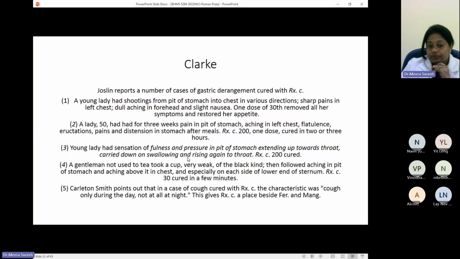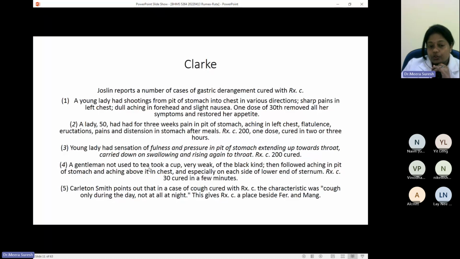A young lady had a sensation of fullness and pressure in the pit of the stomach extending up towards the throat. So that is like the lump sensation we mentioned, the lump sensation in the throat. The fullness and pressure extends towards the throat, goes down on swallowing and rises again to the throat. That exact lump-like sensation is something full and pressing in the stomach, coming up, reaching the throat, going down, and then coming up again. Even 200 has cured that.